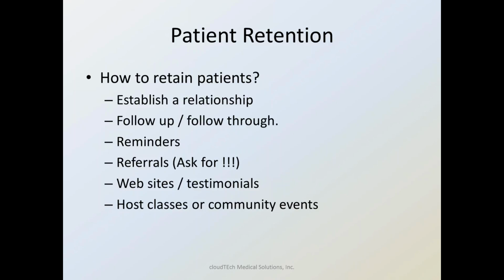Little Johnny's due for his next vaccination, or it's time for your yearly visit. It's one of those things where it's out of sight, out of mind. I forget about it, but if you provide that reminder to me, I might go, oh, and that's now going to bring someone back into your office for that recurring revenue which you're trying to get.